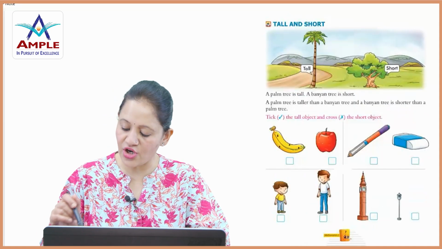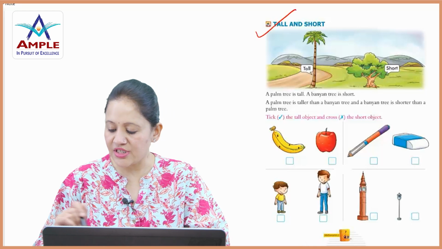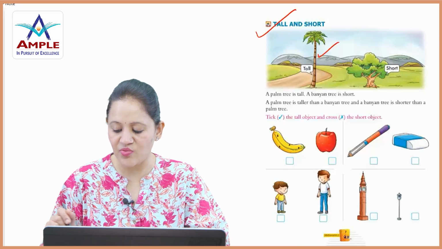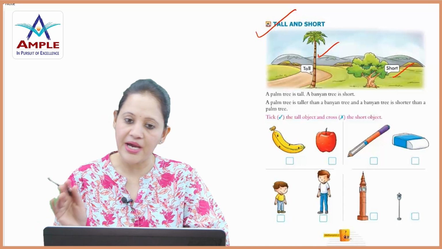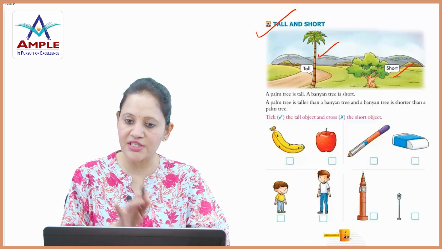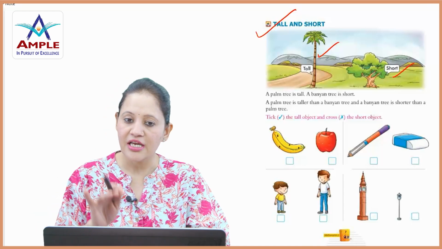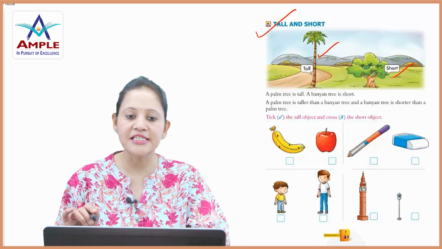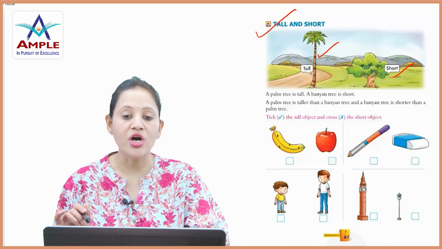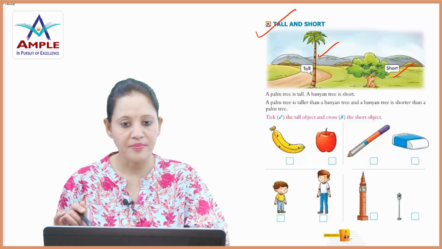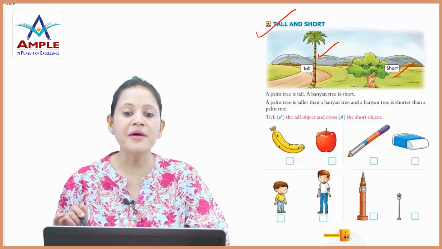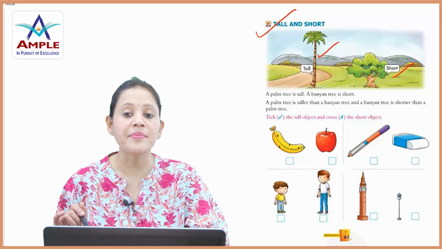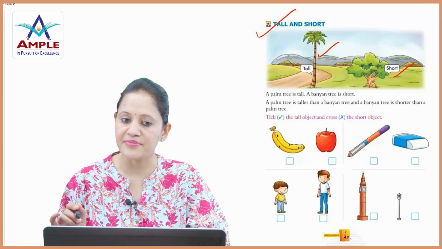Now, tall and short. So this tree is taller than this one. So this is tall and this is short. So we are comparing between these two trees, which one is taller and which one is shorter. Here by looking at the tree you can easily tell. A palm tree is tall, a banyan tree is short. Palm tree is taller than the banyan tree and the banyan tree is shorter than the palm tree.